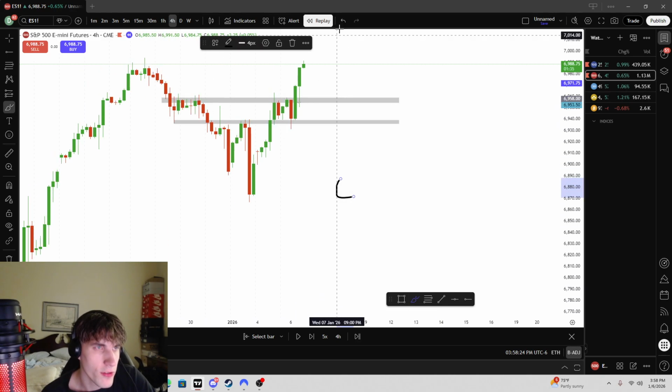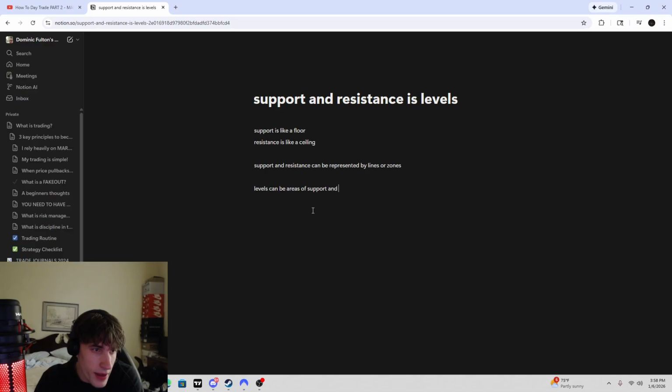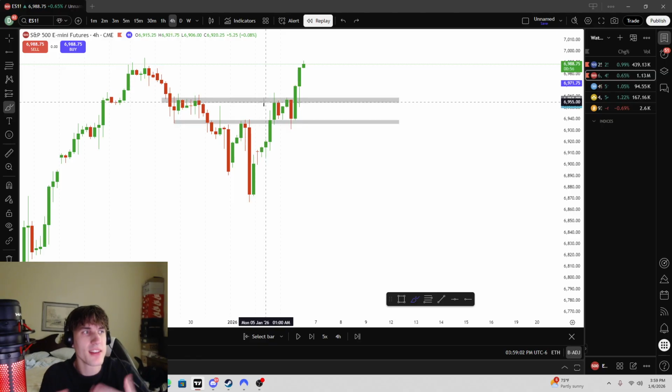Remember, our levels, here, we'll write this down. Levels can be areas of support and resistance on the higher time frames, or you could mark out a previous structure high on a higher time frame. And higher time frame meaning daily and 4 hour. For me, some people trade on the 1 hour, but the consistency that I've been seeing has been coming from the daily time frame and the 1 hour.